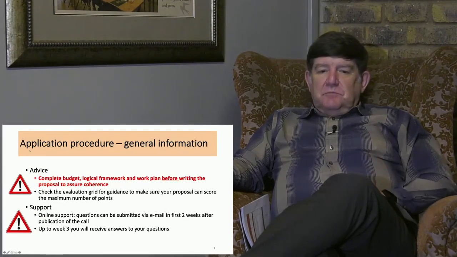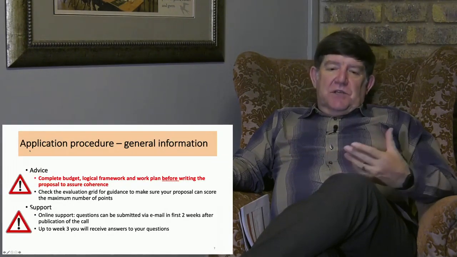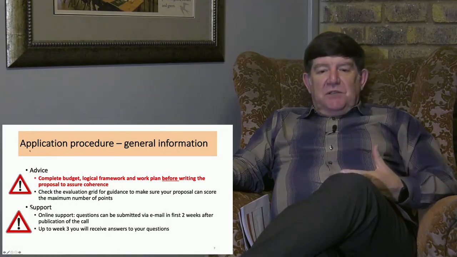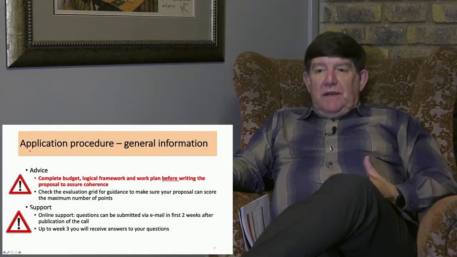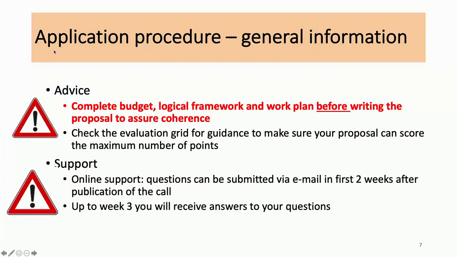Application procedure. A bit of advice on the general approach. Complete the budget, the logical framework, and the work plan before you start writing your proposal, to assure that all of this is coherent and nicely fit together. Also, once you start writing the application, check the evaluation grid for guidance to make sure your proposal can score the maximum number of points. We'll review the evaluation grid in detail a little later in this video.